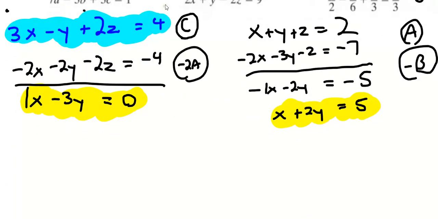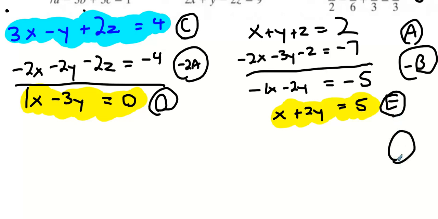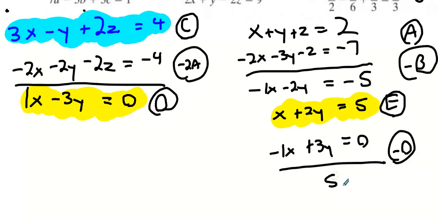I suppose the lazy way out here would be to get rid of the x's, wouldn't it? If I call that equation D and this one equation E, what I can then do is E minus D. That'll be minus 1x plus 3y equals 0. 5y equals 5, y equals 1. Bring it back over here. Yes?